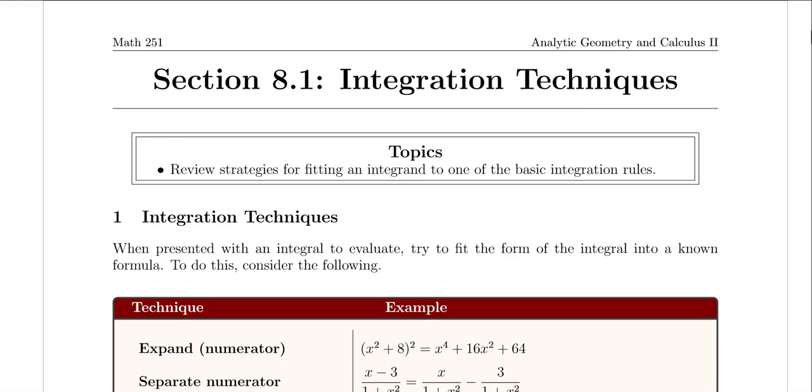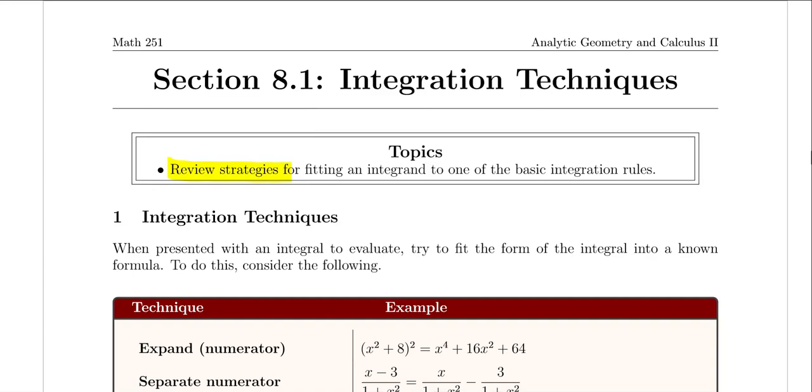Hi everyone, in this video we're going to begin chapter 8 by going over some integration techniques. Now in this video we're going to be reviewing strategies for fitting an integrand into one of the basic integration rules. In this section we're not going to be covering any new integration techniques, but instead we're going to be reviewing some of the techniques that you have learned in a previous calculus course.